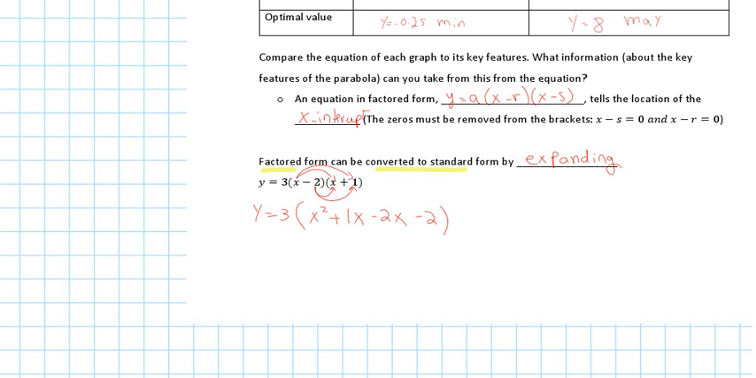Next, collect like terms. My like terms are the 1x minus 2x, which gives me minus x. And my last step: distribute the 3, which means multiply by 3, and that gives me 3x squared minus 3x minus 6.